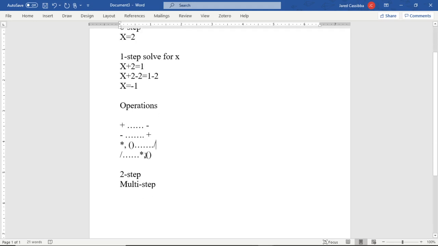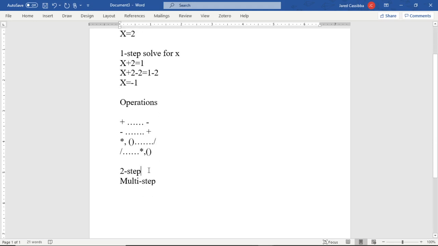Alright, so we're going to use these now in two steps. In the one step, we only have to do one operation. So two-step means we have to do two different operations. So let's do 2x minus 1 equals 5. Now, not all these will work out nicely. Sometimes you can get a fraction as an answer. That's perfectly fine. I know most people don't like fractions, but they are valid answers.